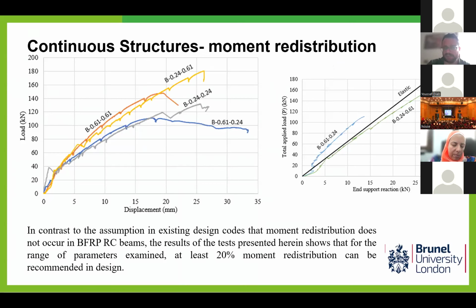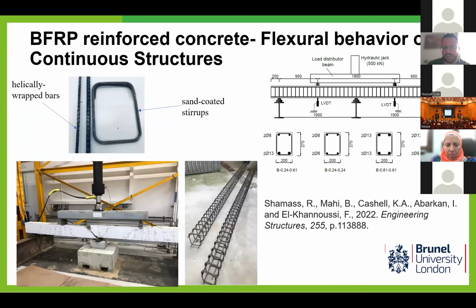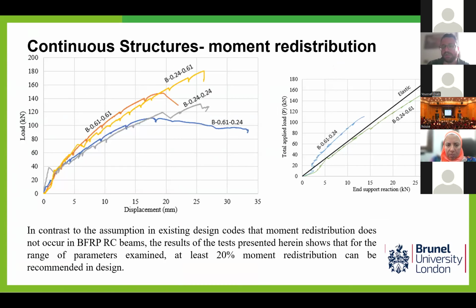And we found that, in design standardization, there is what is called moment redistribution. After conducting the whole research, we found that yes, we can have 20% moment redistribution based on our observations, which means that we can reduce the moment over the span supports and put some of these moments over the mid-span.